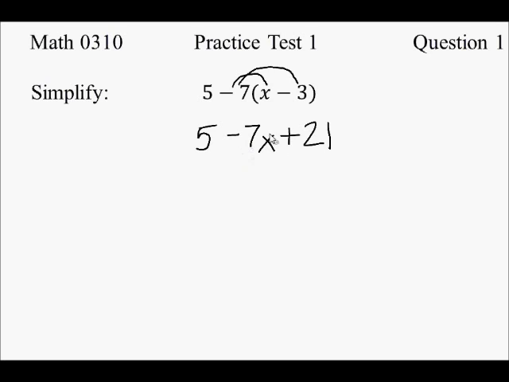Here we see that this is the only x term, so we'll just keep our negative 7x there. And then 5 and 21 are like terms, so 5 plus 21 would give us a plus 26. And that's our simplified version, negative 7x plus 26, and so that is answer E.